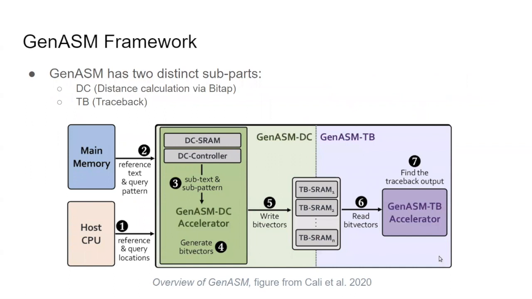So the GenASM framework is split into two distinct portions. One, GenASM-DC, which is an edit distance calculation accelerator, which is specifically a Bitap accelerator. And then two, GenASM-TB, which performs traceback on the returned bit vector outputs from GenASM-DC to check the alignment.